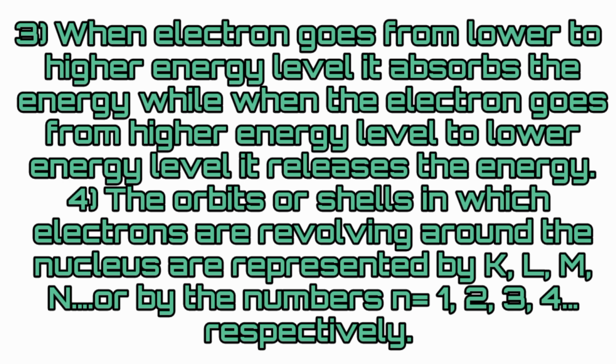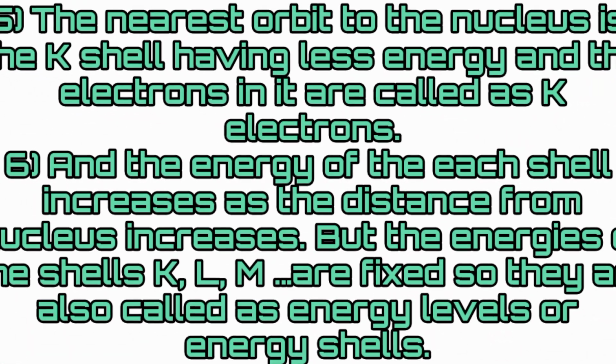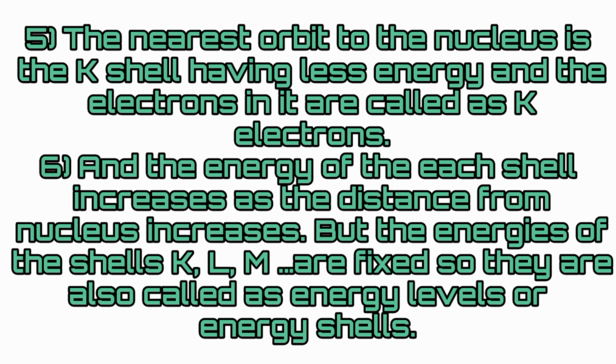The orbits or shells in which electrons are revolving around the nucleus are represented by K, L, M, N, etc. or by the numbers n is equal to 1, 2, 3, 4, etc. respectively. The nearest orbit to the nucleus is the K shell, having less energy, and the electrons in it are called as K electrons. And the energy of each shell increases as the distance from the nucleus increases. But the energies of the shells K, L, M, etc. are fixed. So they are also called as energy levels or energy shells.